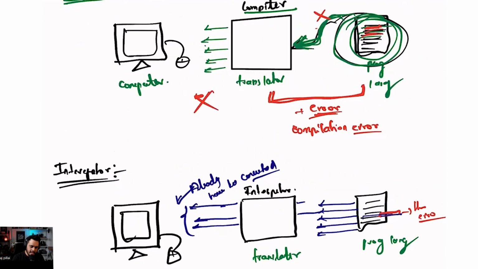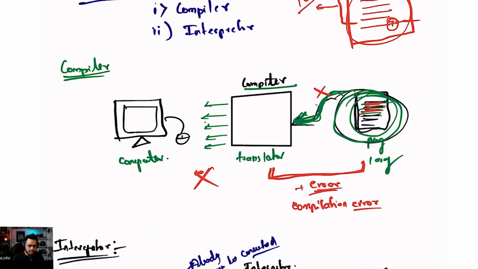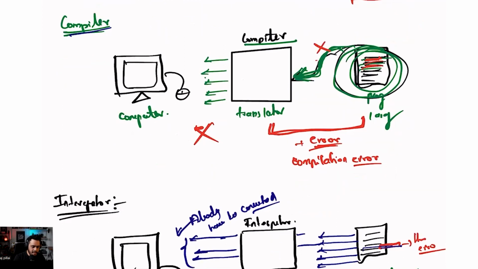Clear, everyone? Okay, so the main points about the compiler, you can note them down. The compiler does a one-shot conversion. Compilation will be successful only if there are no errors. Is this clear? The entire code will be converted at a single time. Now, what are the examples of compiler?